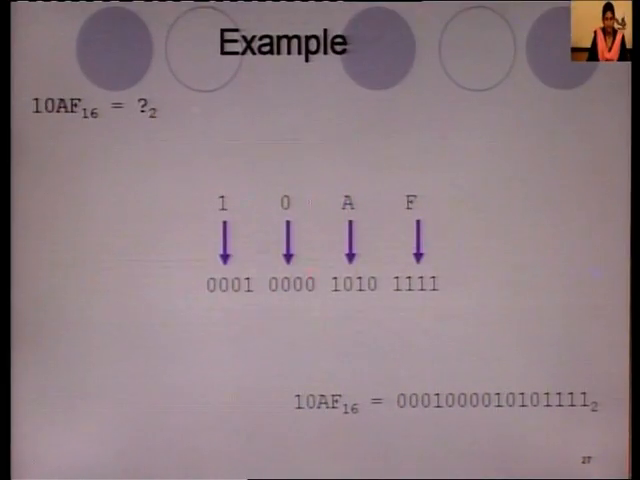Then we will combine these values, and the result will be 10AF having base 16 is equivalent to 0001 0000 1010 1111 in binary number system having base 2.